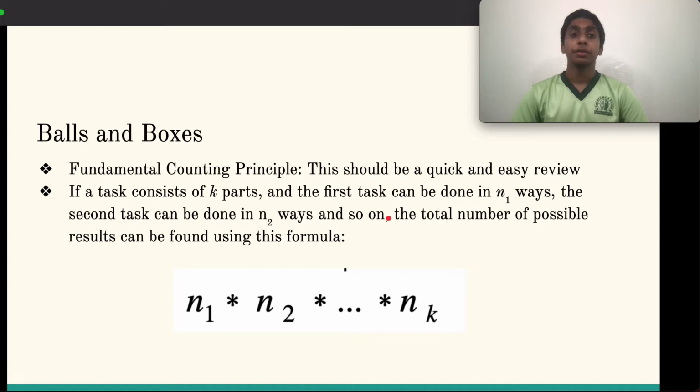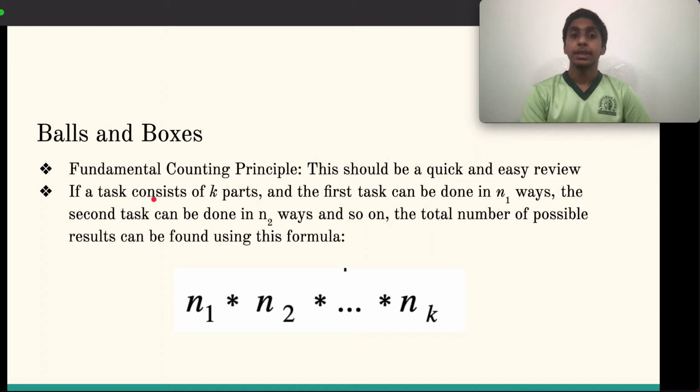Our first topic for the day is called balls and boxes. The first thing we need to go over when we're talking about balls and boxes problems is the fundamental counting principle. We've covered this in previous sessions, I'm sure, and I think we also have a dedicated topic just for this one. I'm just going to go over it real quick here.